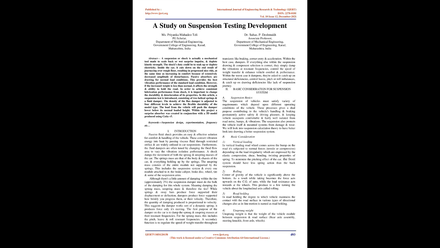These convert vibration energy into heat by passing viscous fluid through a restricted orifice and are widely utilized in car suspensions. Furthermore, fluid dampers are often tuned by changing the fluid flow area to vary the vibration isolation performance. A shock damps the movement of both the sprung and unsprung masses of the car. The sprung mass is that of the body and chassis of the car, and everything held up by the springs. The unsprung mass consists of the entire module not supported by the springs.